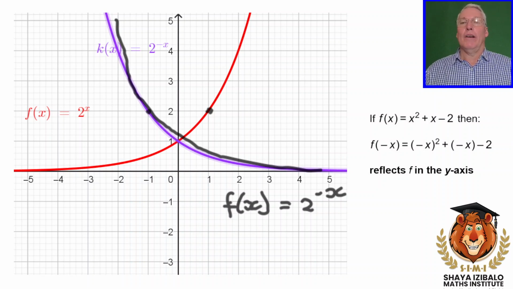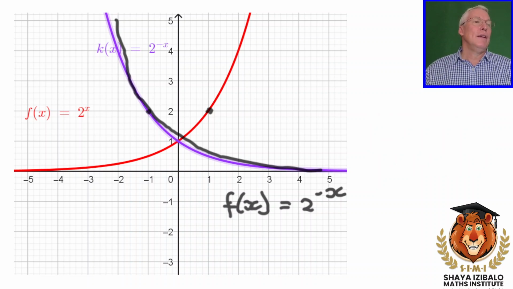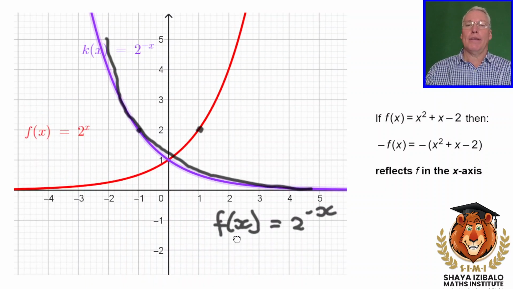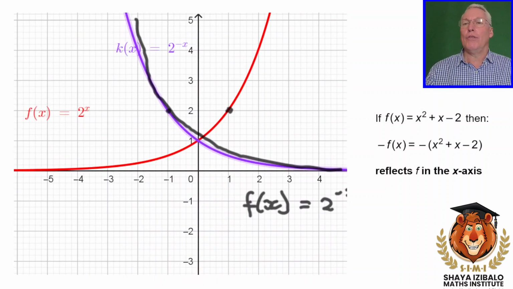Okay, the last one we're going to look at is the reflection in the x-axis, and that involves putting a negative in front of the whole function. So now the negative is not going to be there, it's not going to be 2 to the minus x. The one we're going to draw now is going to be the negative of 2 to the x. Okay, it's going to be the negative of 2 to the x.